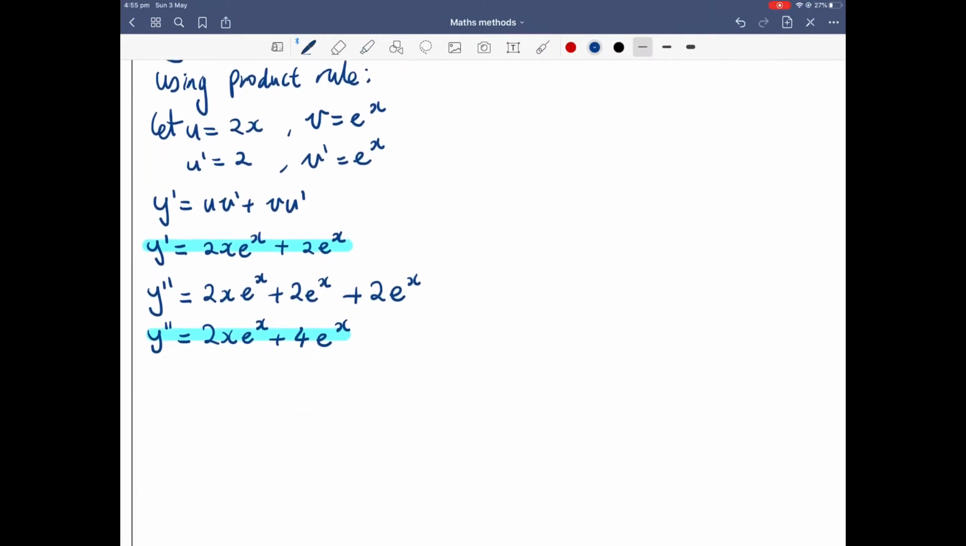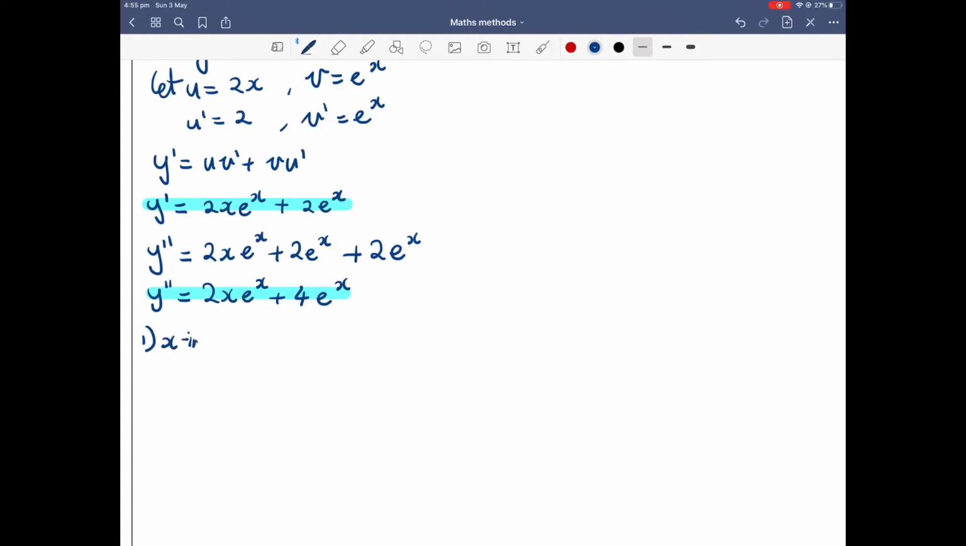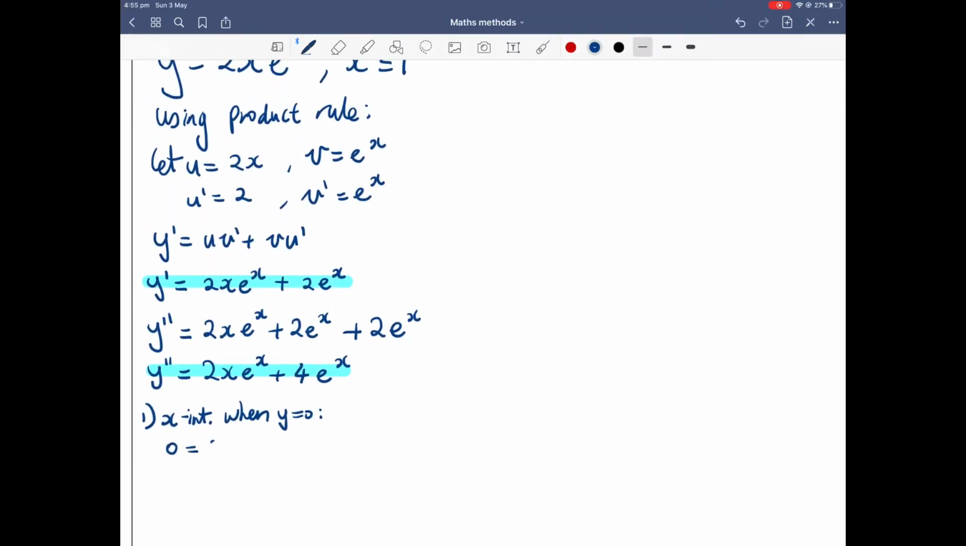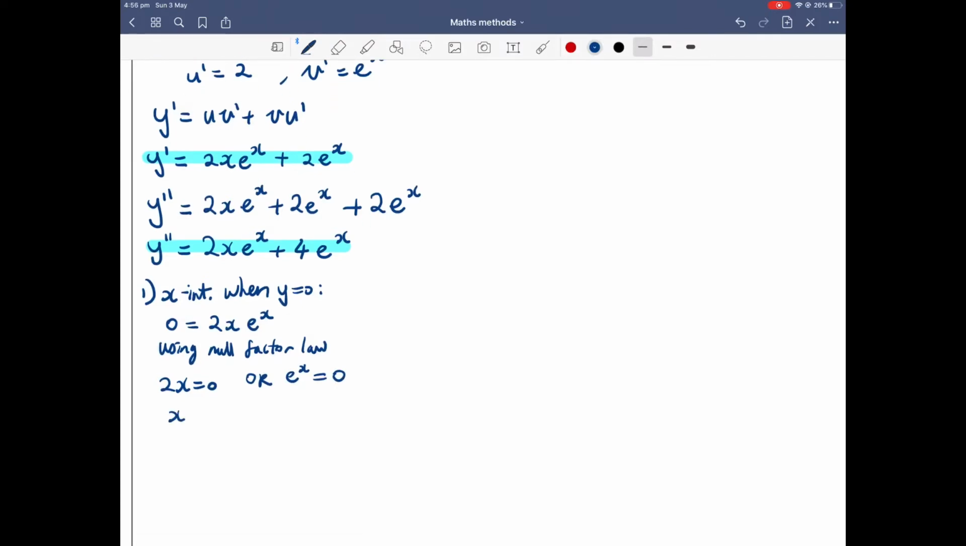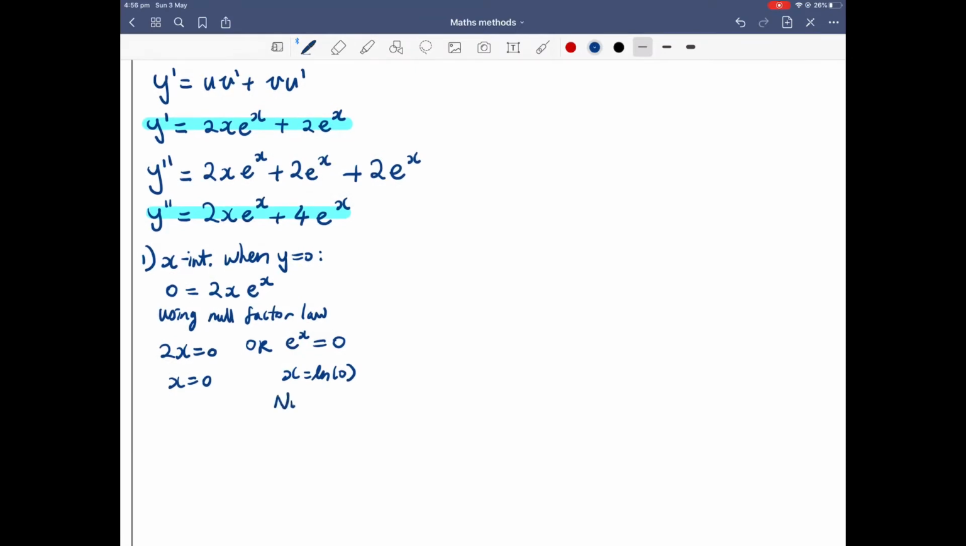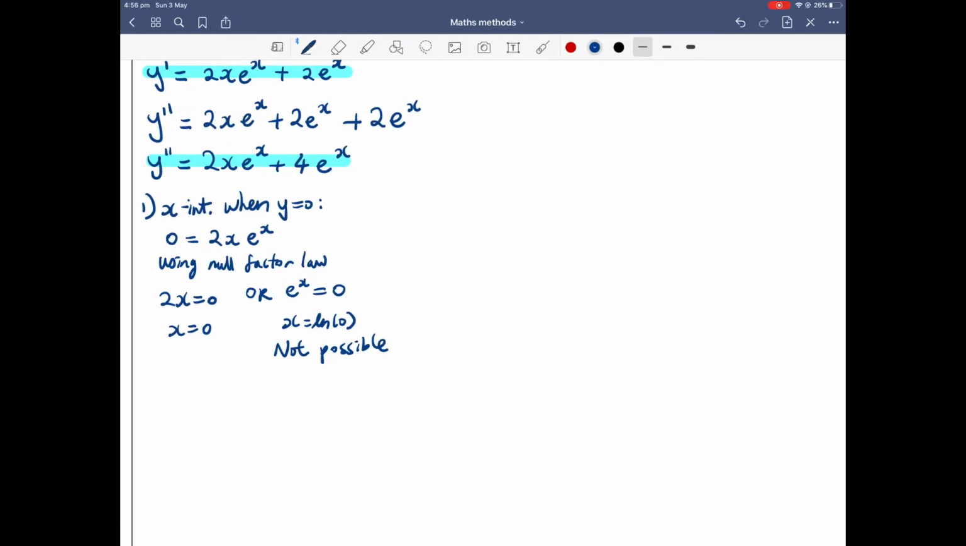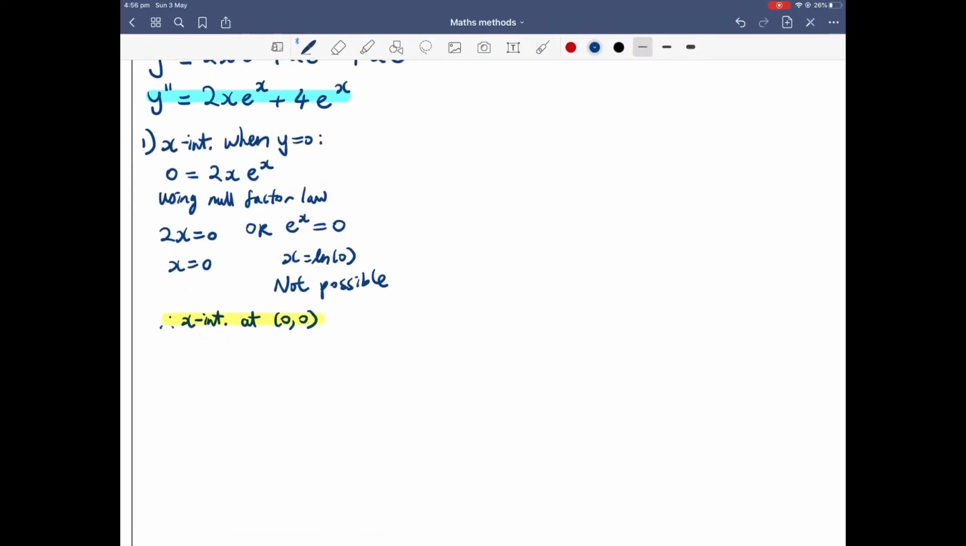Okay, so once you've got your original function, your first derivative and your second derivative, let's now look at step 1. Step 1 says find your x-intercept, and that's when y equals 0. So your original function, 0 equals 2x times e to the x. Using null factor law, either 2x equals 0 or e to the x equals 0. So x equals 0, and the opposite of e base e is ln, but we can't ln 0, so this is not possible. Therefore, x-intercept at 0, 0. So that's one key piece of information.